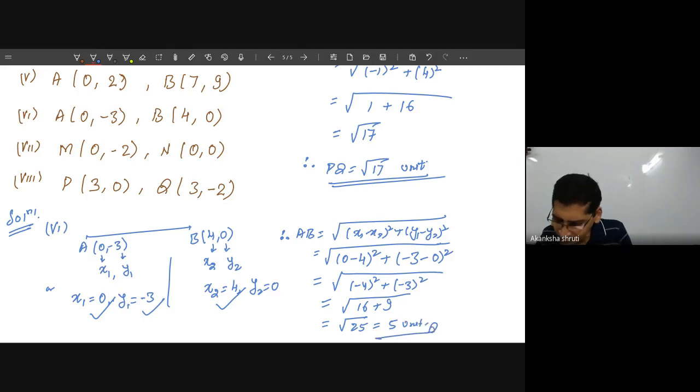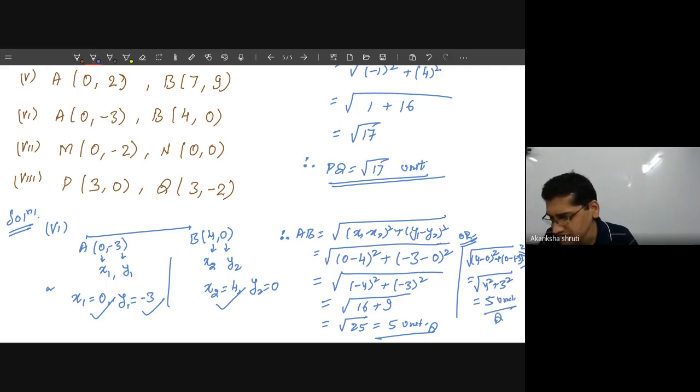This is the answer. Students, you are also free to take like this. You may take starting from x2 minus x1, 4 minus 0 square, then y is 0 minus minus 3 square. Minus 3 is of the formula, but this has to be put under a square. So it is like this, under root of 4 square plus 3 square. Still you will get this as 5 units. So you will get the same answer always. So students, please do this as the homework.